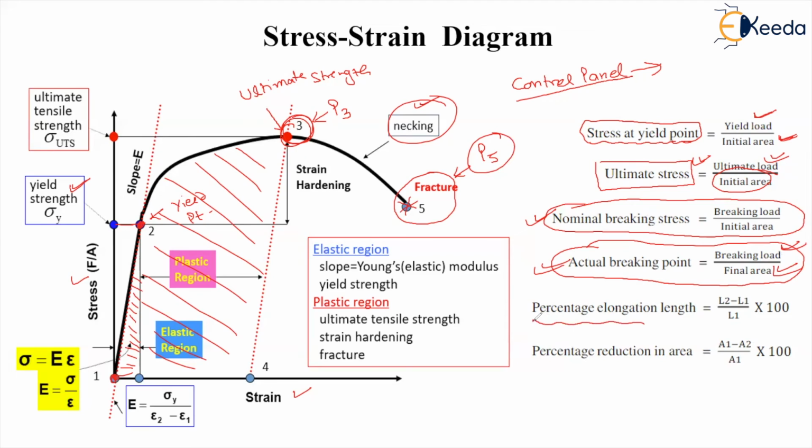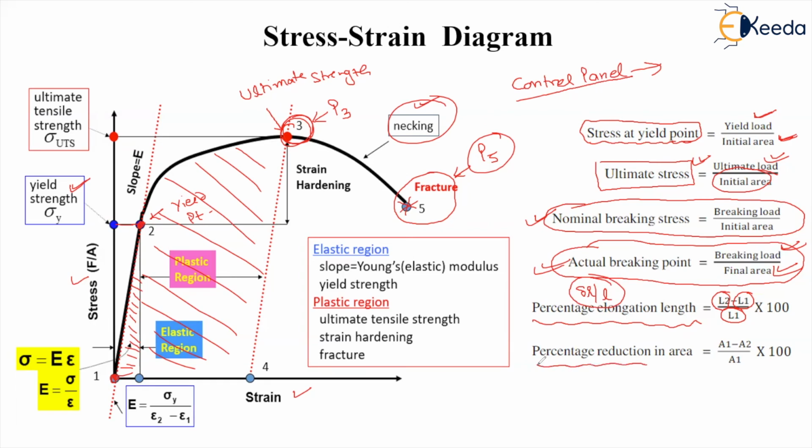Then there is percentage elongation in length. What is the elongation of the specimen? That is the final length minus initial length divided by the initial length, right? Change in length upon the original length. By this we can find out the percentage elongation, right?